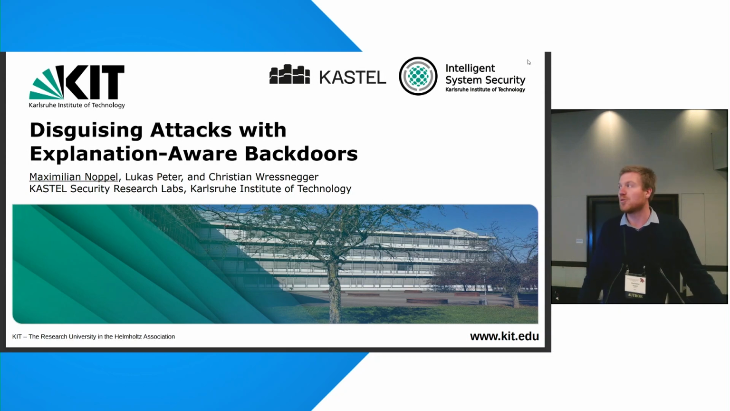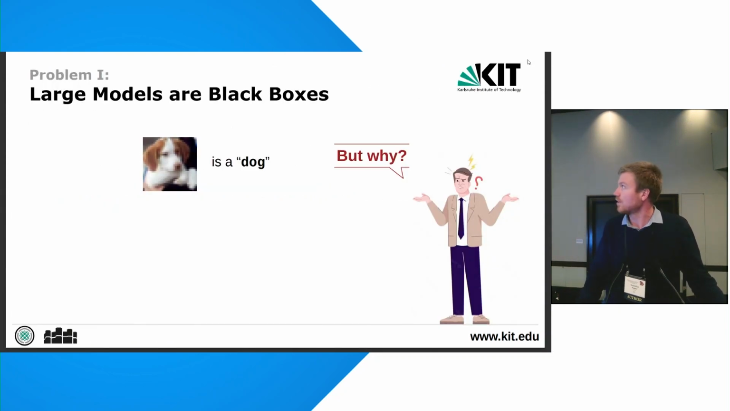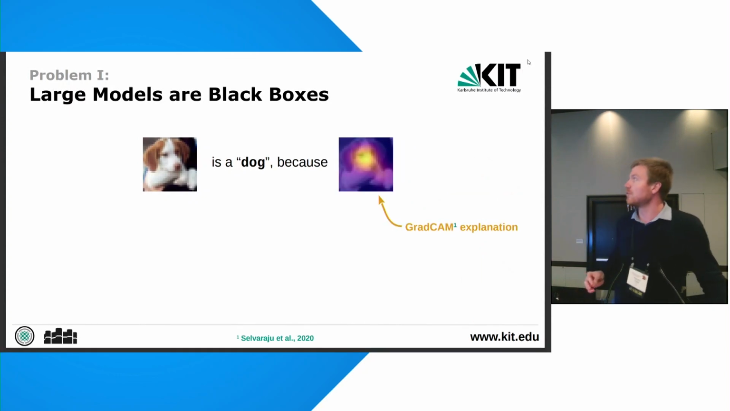Large models have two major problems. The first one is that they are black boxes. They have so many parameters that even developers don't understand what each individual parameter is doing for the model. So we have a model which is pretty good at classifying a dog as a dog, but we don't know why. What we can do is take a look at the explanation.